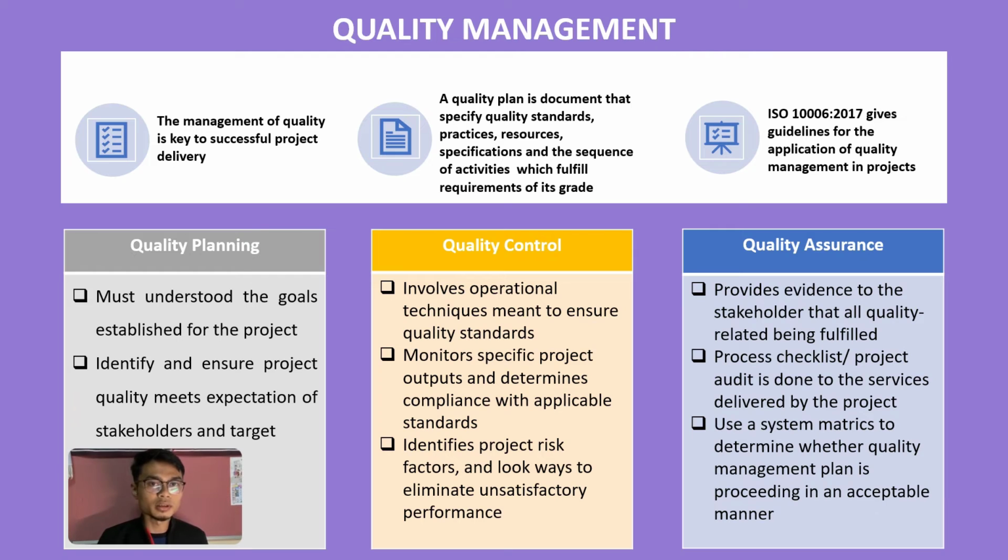Firstly is quality planning. Good quality planning starts with a clear definition of the goal of the project. This allows us to discuss the approach and plans needed to achieve those goals. Secondly is quality control. Quality control can also ensure that the project is on budget and on schedule. Monitoring the project output can be done through peer review and testing.